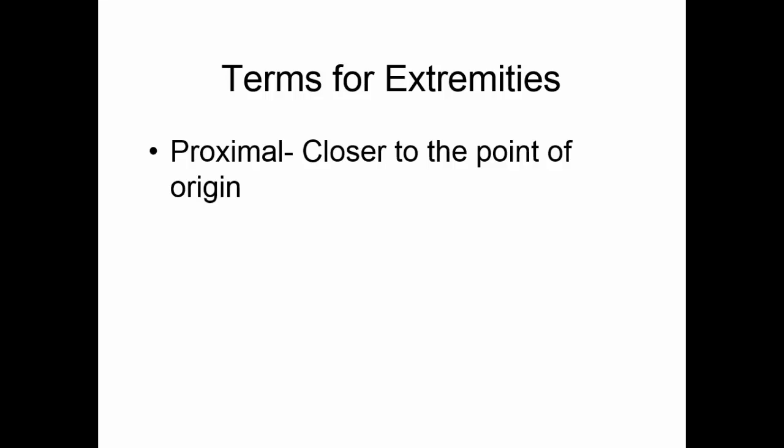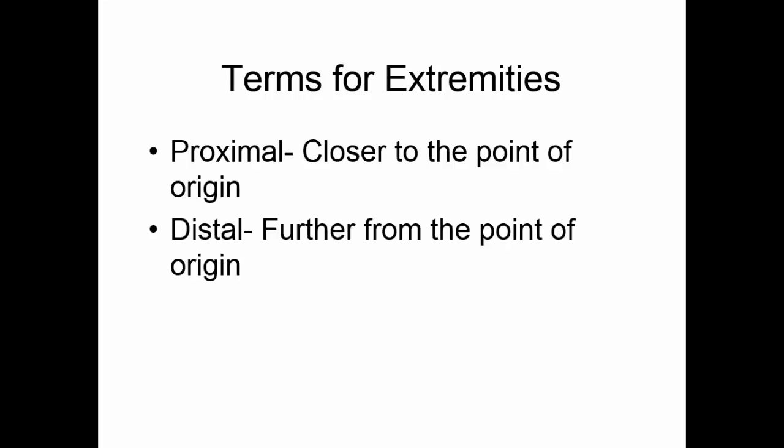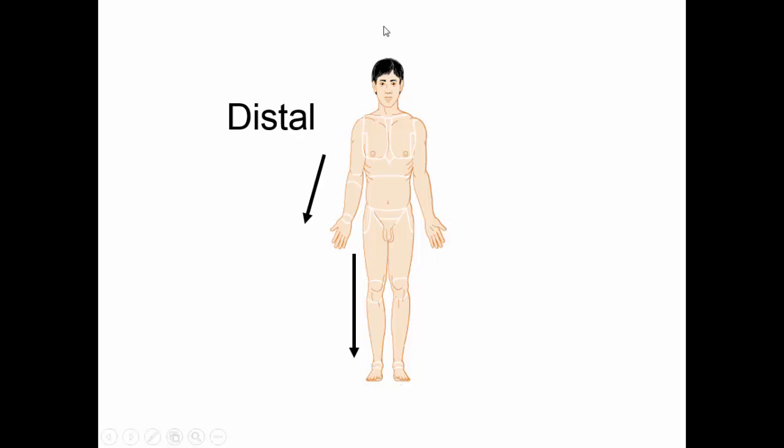On your arms and your legs, or your extremities, we have to use some different terms. We use proximal if the area is closer to the point of origin of the arm or the leg, and distal if it's further from the point of origin of the arm or the leg. The point of origin for the arm is the shoulder, and for the leg is the hip. So we have distal if we're away from the shoulder or the hip, proximal if we're closer to the shoulder or the hip. We would use these terms to say things like the wrist is distal to the elbow. The knee is proximal to the ankle.